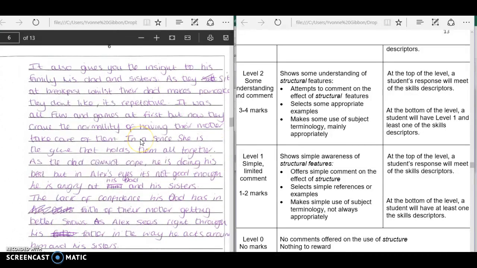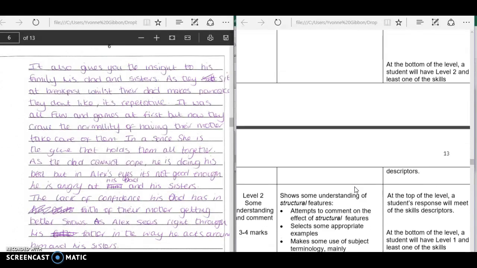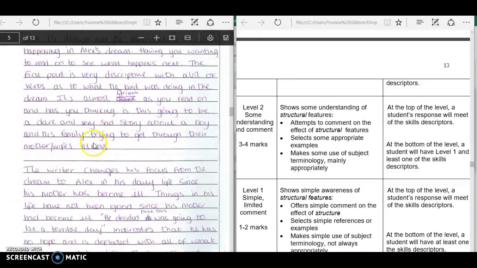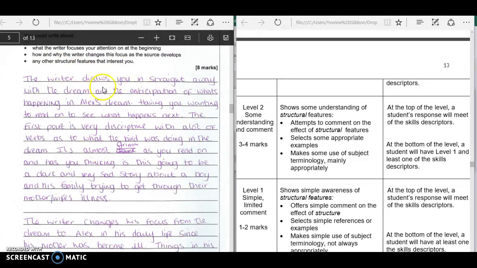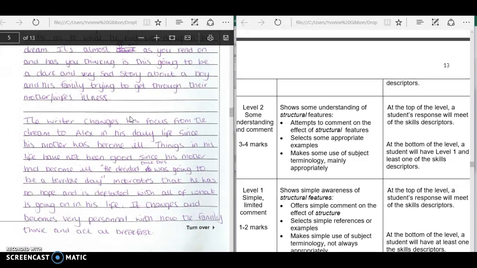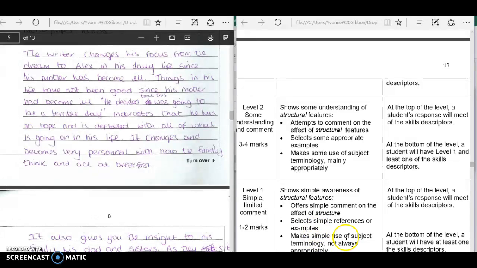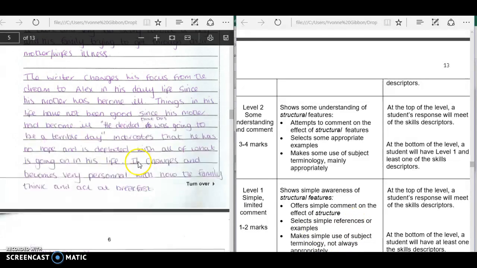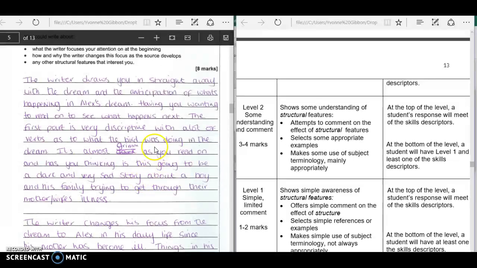Now, unfortunately, you veered away from structure here, which was the key point of the question. So if we look at the mark scheme, it offers simple comment on the effect of structure, so as you have commented on the effect of it here, but it's only really simple comment. You needed to have put more quotes in because you've not put any quotes in there.